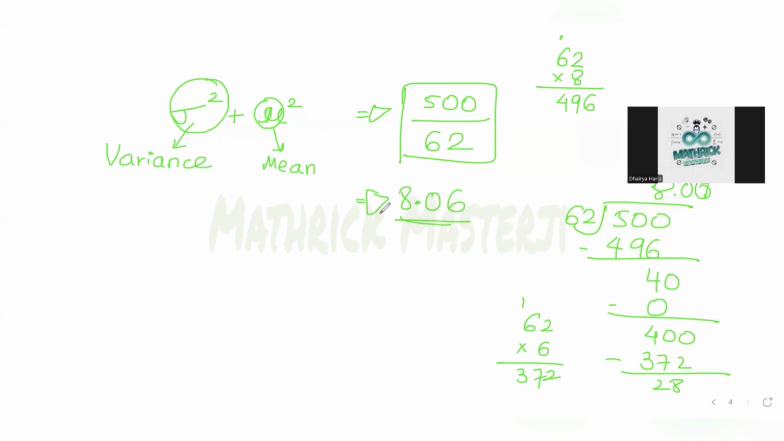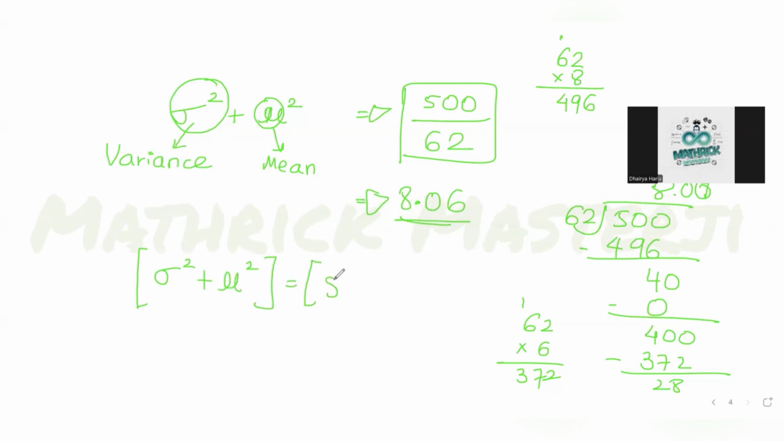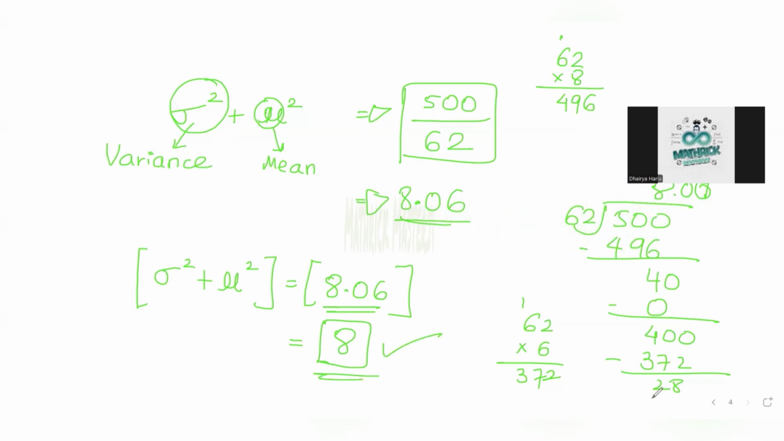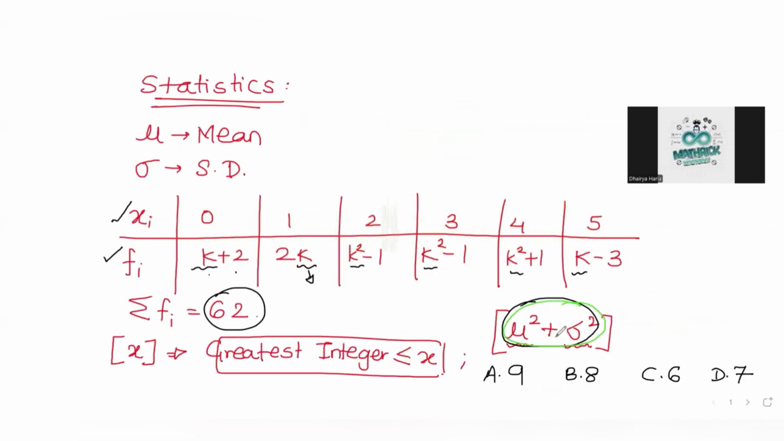But the question is not asking me to figure out the value of this. The question is asking me to figure out the greatest integer function's value for this expression. And we know greatest integer function means you take the value which is just less than or equal to this, but an integer answer. So that would be just 8. So I get the answer to the question, and that matches option B. So B becomes the correct answer for this question.